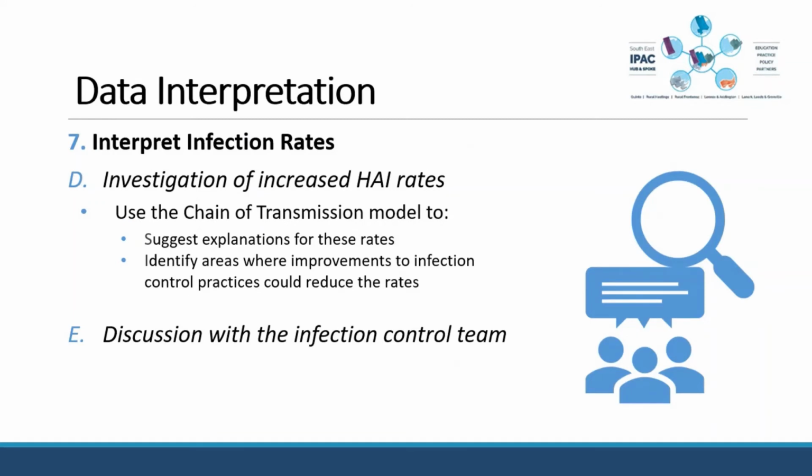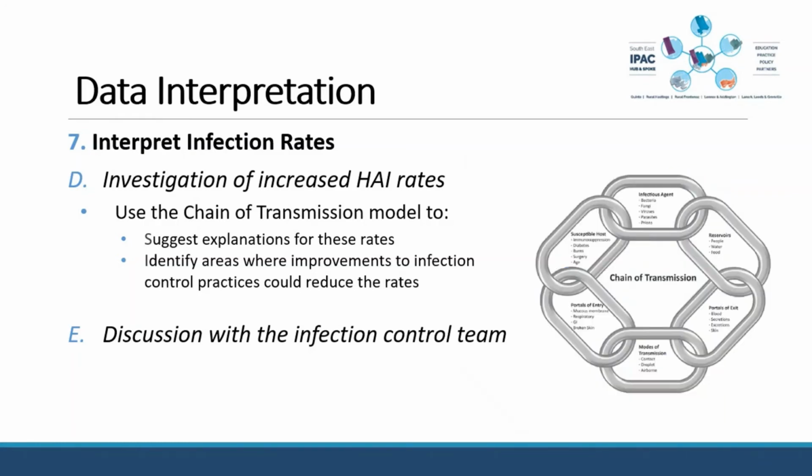Next, you want to investigate the increased healthcare associated infection rates. So if you do find that an elevated infection rate represents an increased risk of infection and there's nothing else going on that may be causing this, then you should use a conceptual framework such as the chain of transmission as a model to suggest explanations for these rates and where areas of improvements to IPAC practices could help reduce those rates. So trying to find those gaps in practice.